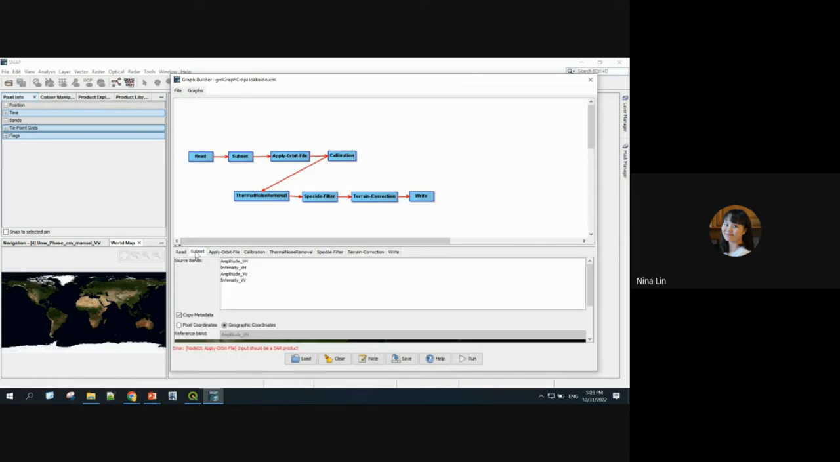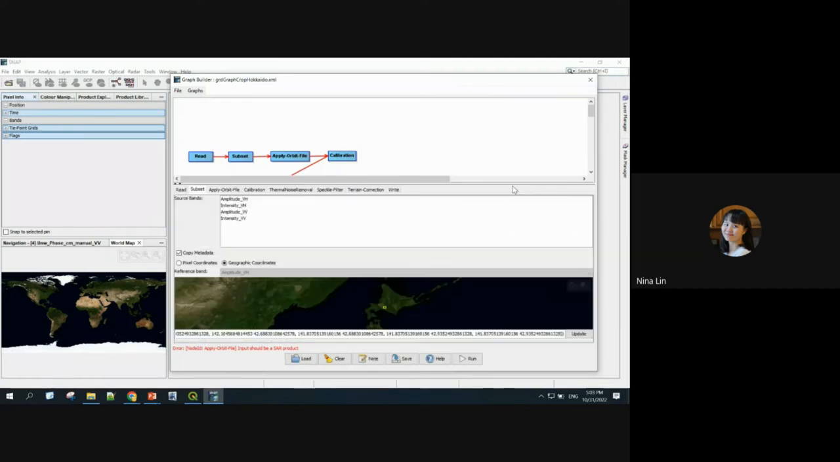Then in the Subset, again, you will need to come to this window. Use your middle wheel to zoom out.